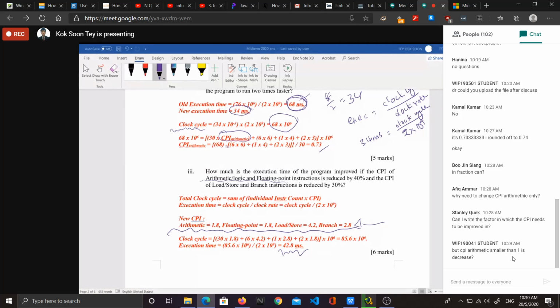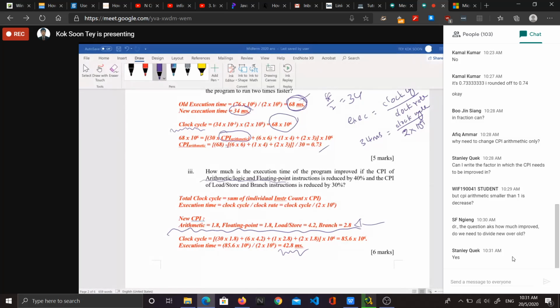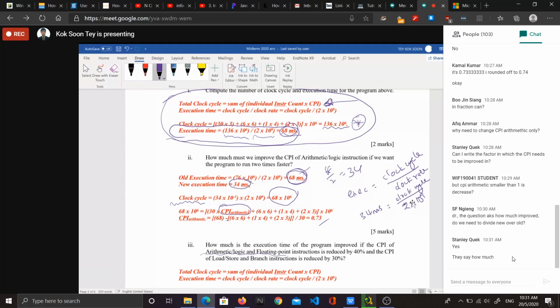You write the factor in which the CPI needs to be improved. So I mean the speed up, then you are giving the ratio of the improvement, right? For the question, the factor in which the CPI needs to be improved, can also, but the question is asking you the new CPI values, right? So you must give the new CPI value. They didn't ask for the improvement factor. Yes. So you can write the factor has been improved in the CPI.